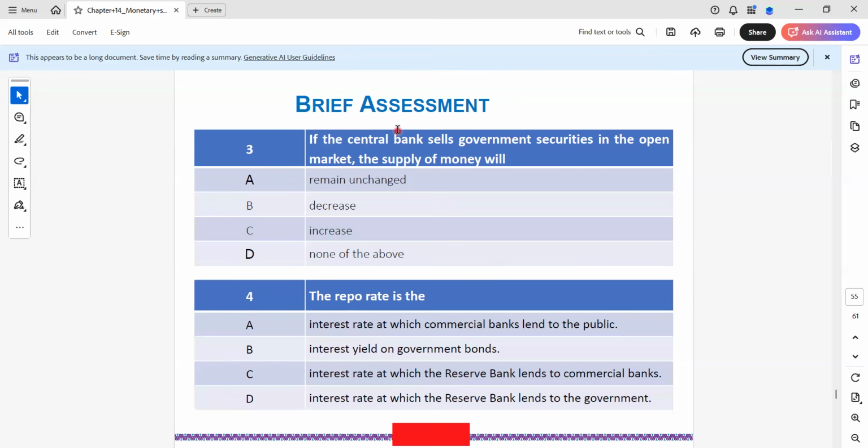The answer is B. The repo rate, you guys know this one. I've been saying, it's also called the repurchase rate. It's the rate that the South African Reserve Bank charges to what? To the commercial banks, right? Is it the interest rate at which commercial banks lend to the public? No, that would be the prime rate. And then interest yield on government bonds? No. Interest rate at which the Reserve Bank lends to commercial banks? Yes. So the answer here is C.